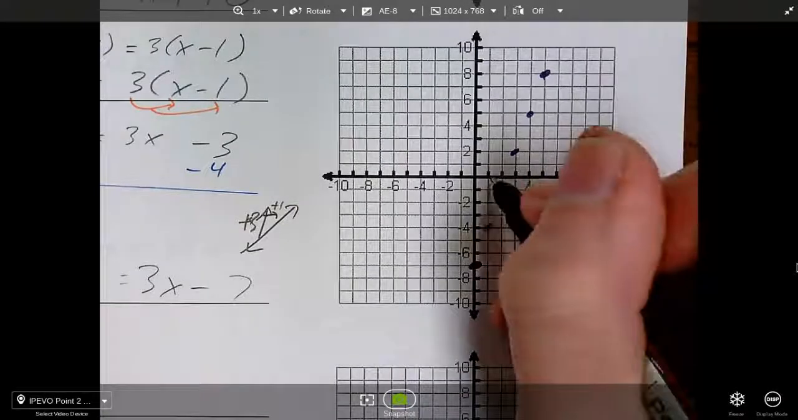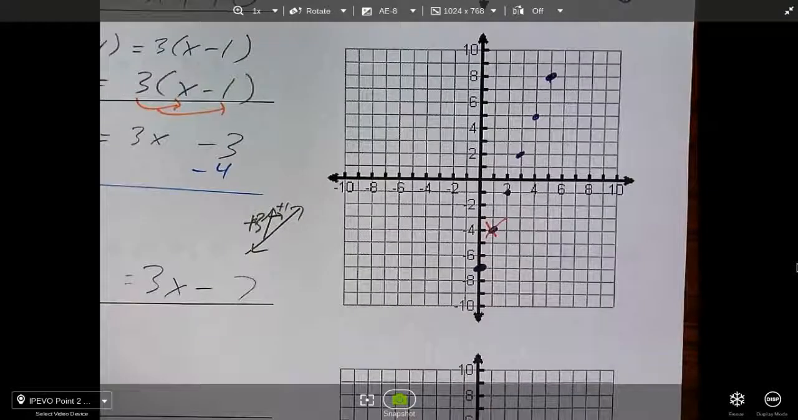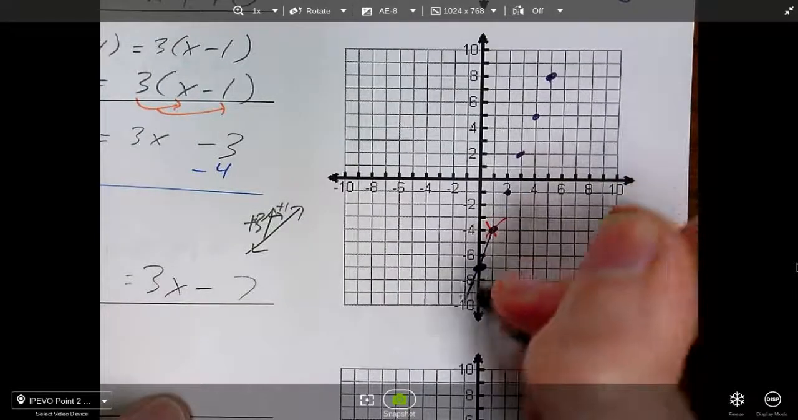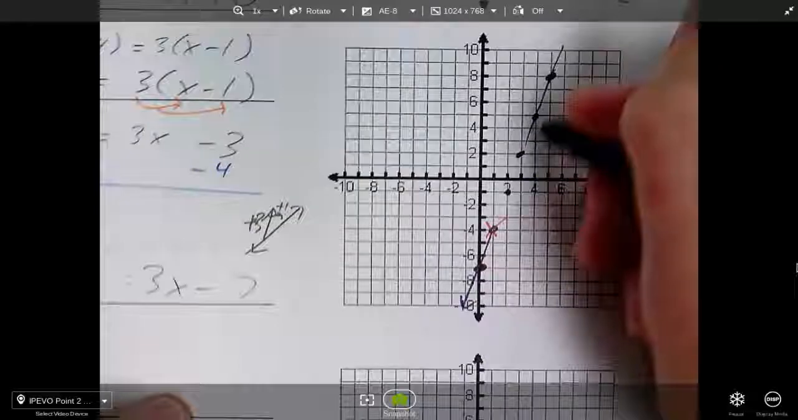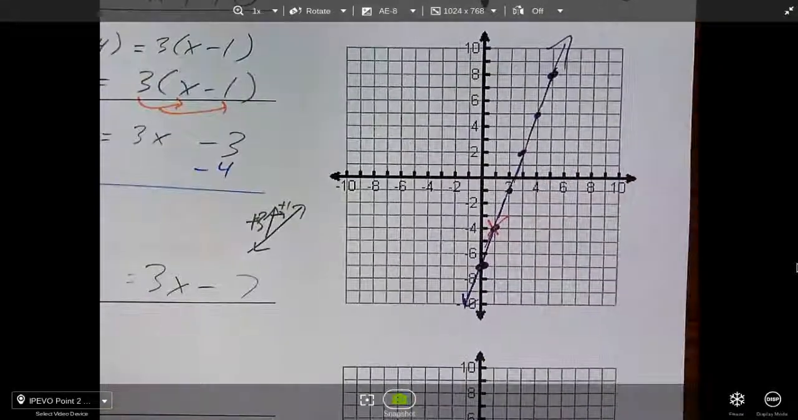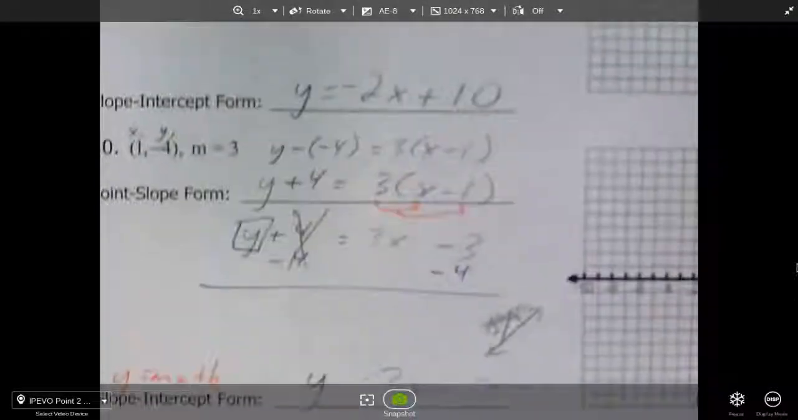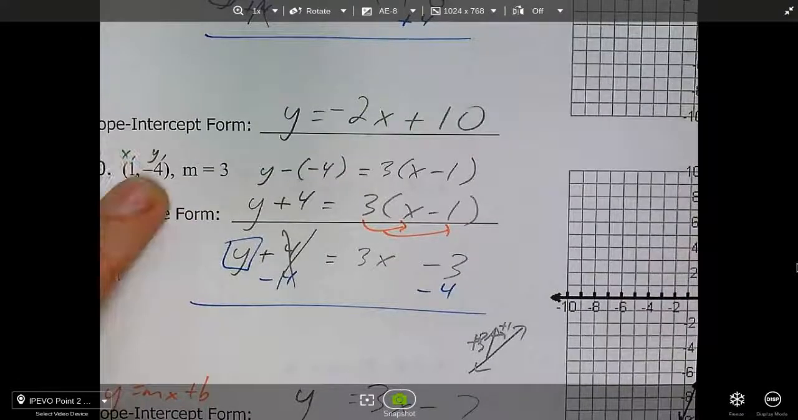So the point 1, negative 4. Is it going to go through that? Yes, in fact, it goes exactly through that. Okay, so that equation matches what we were told originally. It does have a slope of 3. It does go through the point 1, negative 4.